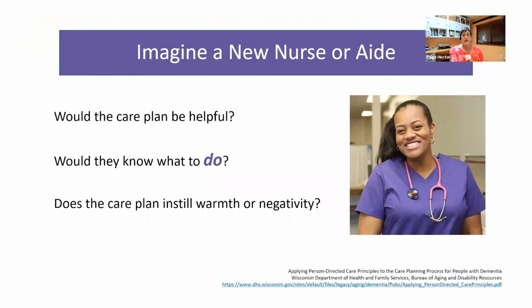And then ultimately, when you look at the care plan, if there was a new nurse, an aide, a new staff member, a new social worker, anyone, would the care plan be helpful? Would staff know what to do? And ultimately, does that care plan document instill warmth or negativity? So that's kind of, to me, the gold standard here of developing a person-centered, trauma-informed care plan.